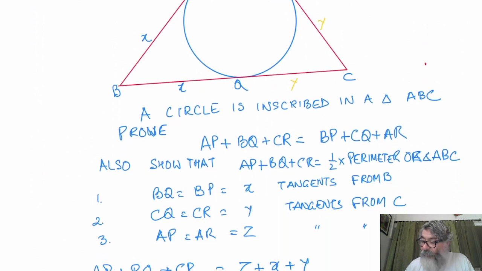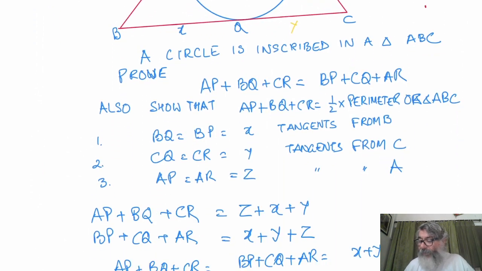So now what we are saying is we will find AP plus BQ plus CR as X plus Y plus Z. Similarly, BQ plus CQ plus AR will also be X plus Y plus Z, so both will be equal. The other thing which you wanted to prove is to also show that AP plus BQ plus CR is half of the perimeter of the triangle ABC.